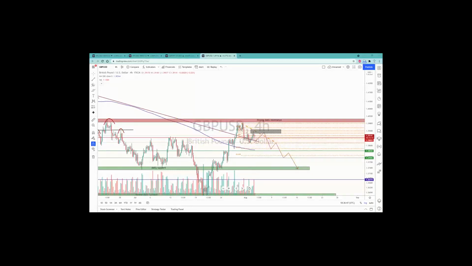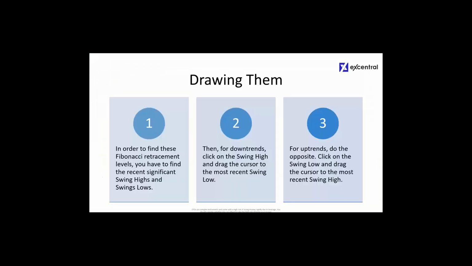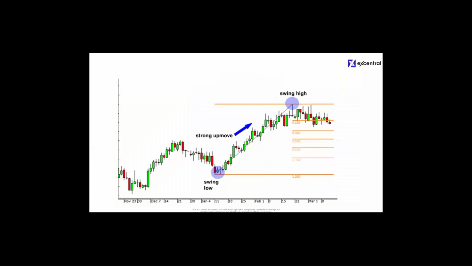Now let's go back to my PowerPoint. So we've drawn them on our charts. I've explained them to you a wee bit, and you can see Fibonacci retracements are not a system. They're not a strategy. They are a tool to be added into your trading.